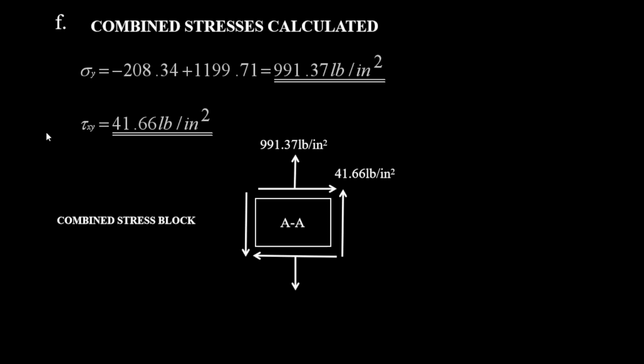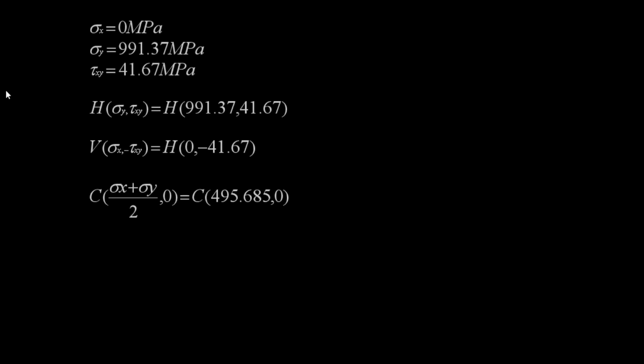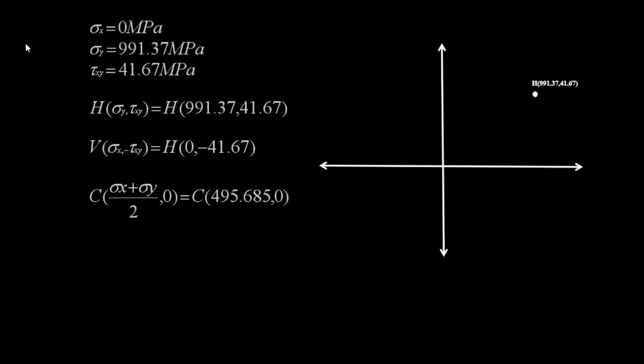Now the G says that using the Mohr circle, determine the principal stresses, the principal planes, and the maximum in-plane stress. So basically Mohr circle. When you are drawing Mohr circle, we always need three parameters: H, V, and C. H is sigma y comma tau xy, and V is sigma x comma negative tau xy, and then C is the average of sigma x and sigma y comma 0. If you have solved this already, you just input the values and then you plot. The plotting is a sketch to give you a fair idea of how you are going to get the sigma 1 and sigma 2.